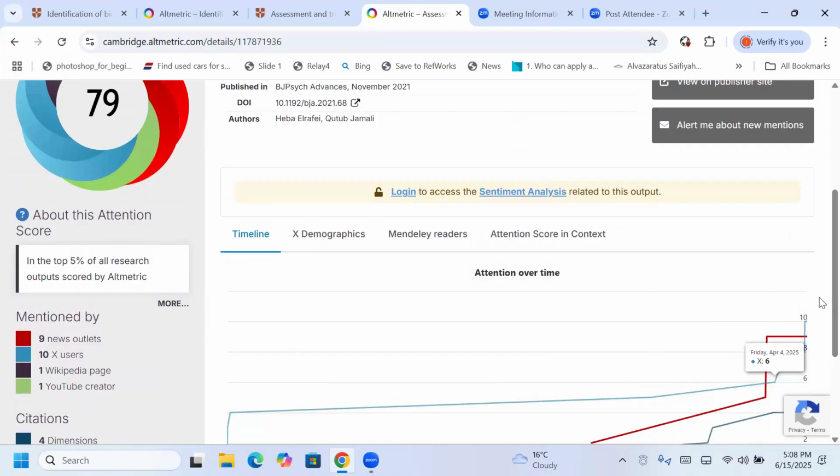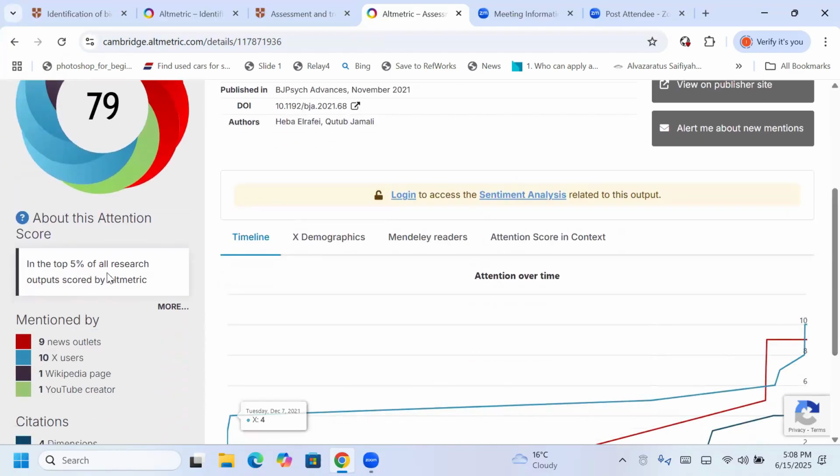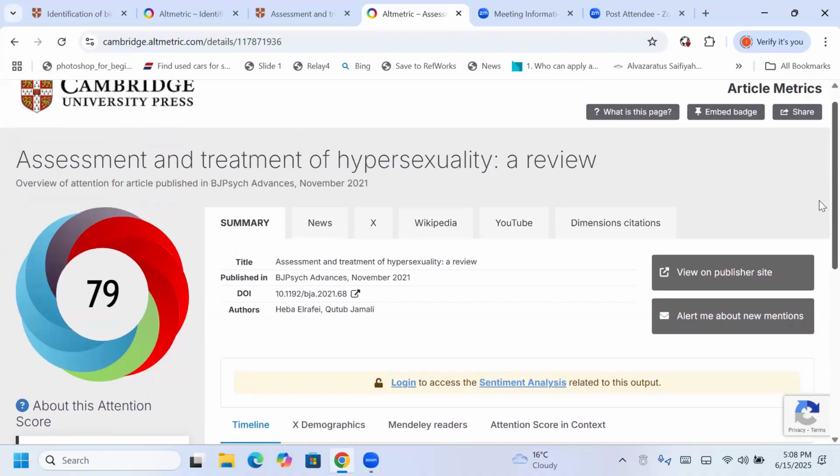This particular piece of work of mine is in the top 5% of all research outputs scored by Altmetric. So again, it's not only about this particular journal, but whatever articles are included in Altmetric, this article of mine is in the top 5% of all the research outputs. So again, this is quite impressive.